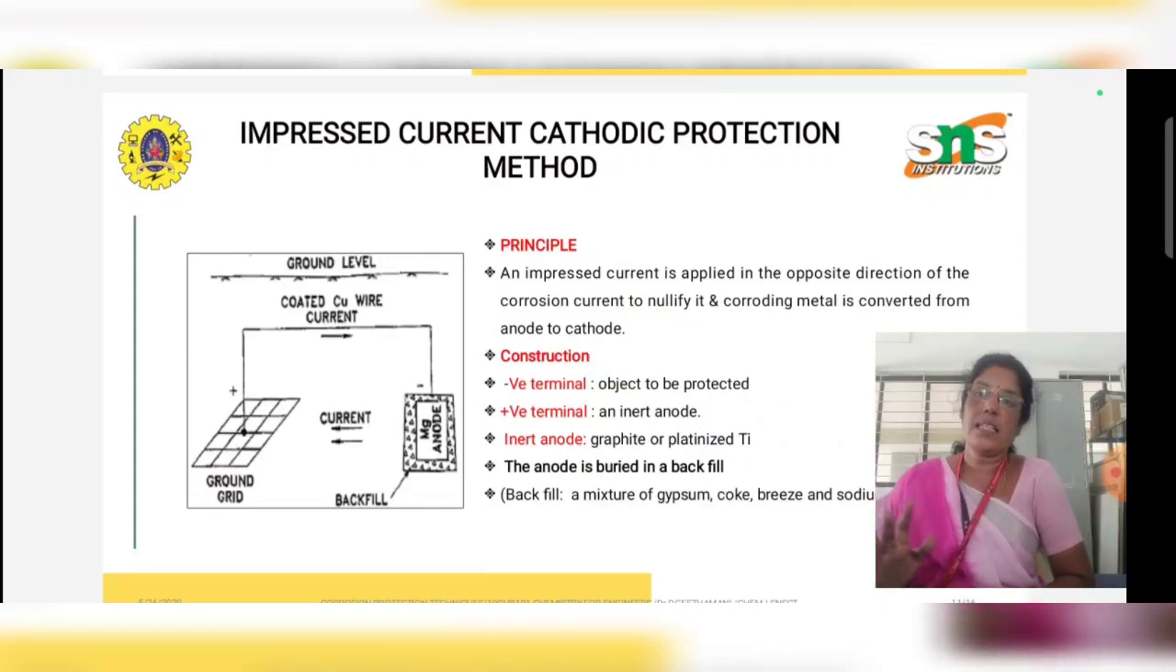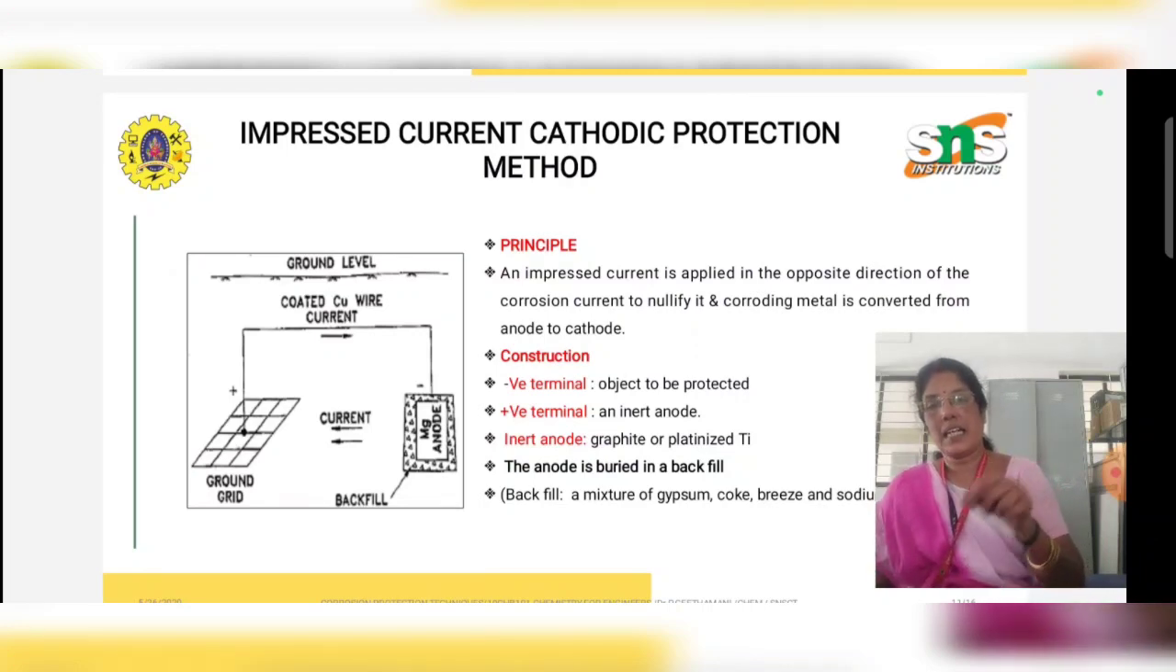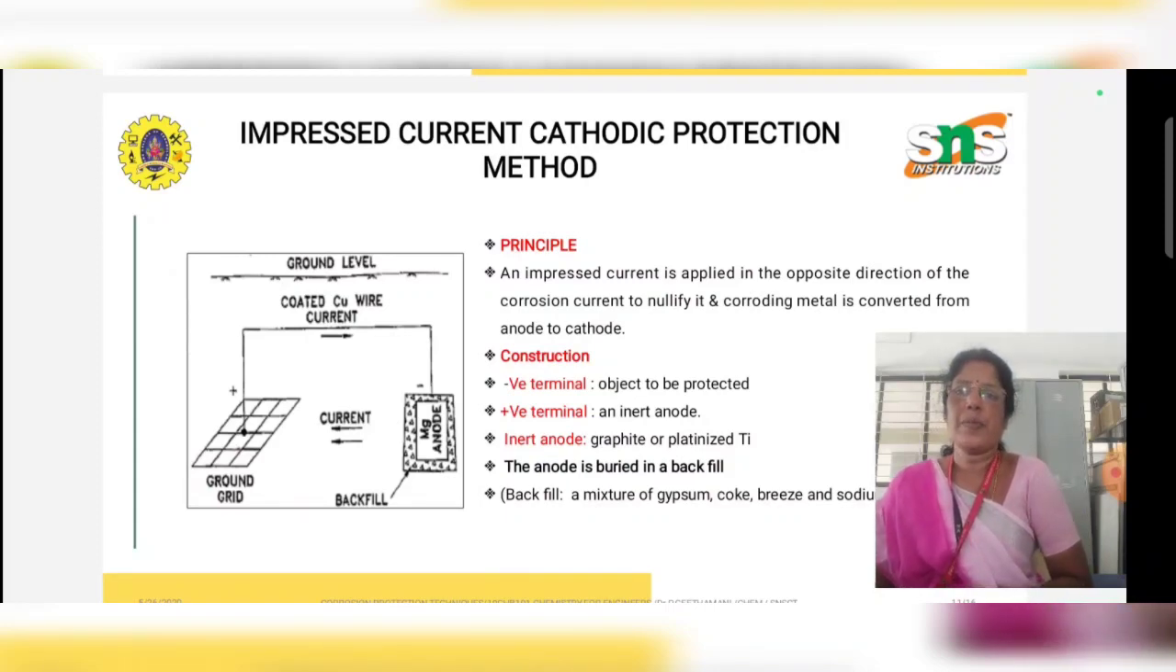Large equipment, large manufacturing units, or ships are all large structures. These are not protected by sacrificial anodic protection, but impressed current cathodic protection is especially used so that large scale structures can be protected. So what is the principle of impressed current cathodic protection? Here the impressed current means you have to apply current. The direct current is applied in the opposite direction of the corrosion current.